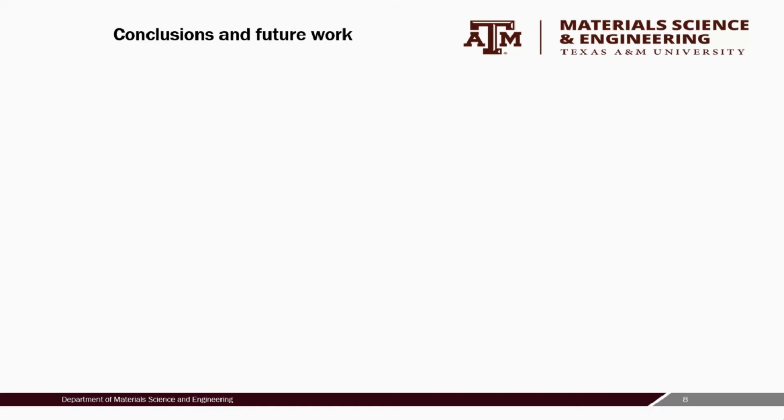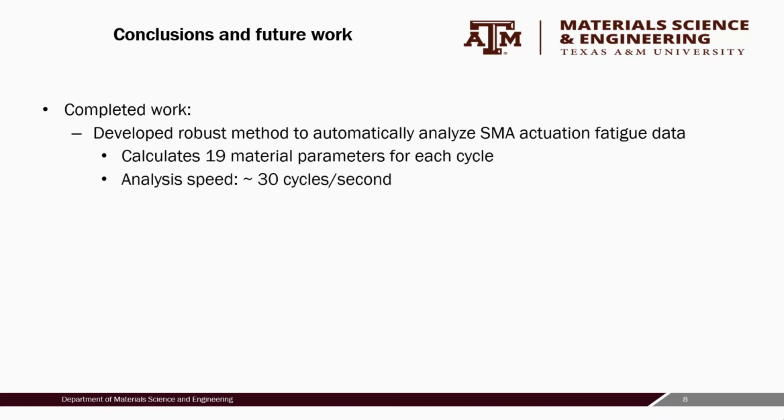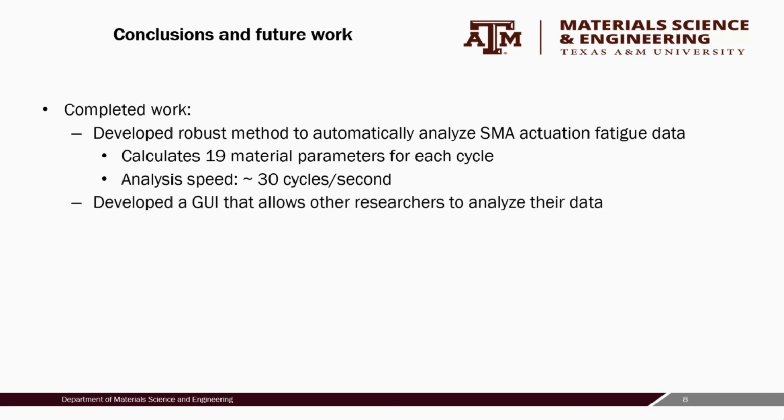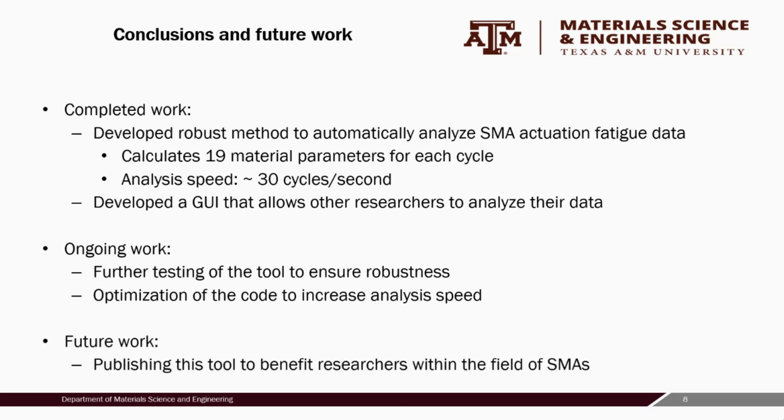Let's sum up what we've talked about. I've created a robust method to automatically analyze shape memory alloy actuation fatigue data. This tool is able to calculate 19 different material parameters, many of which I didn't have time to talk about today, and is able to analyze data at a rate of about 30 cycles per second. I've also developed a GUI to allow other researchers to easily use this tool. Ongoing work includes further testing of this tool and increasing its efficiency. We also intend on pursuing publication of this tool in the future, as it has the promise to benefit many researchers within the field of SMAs.